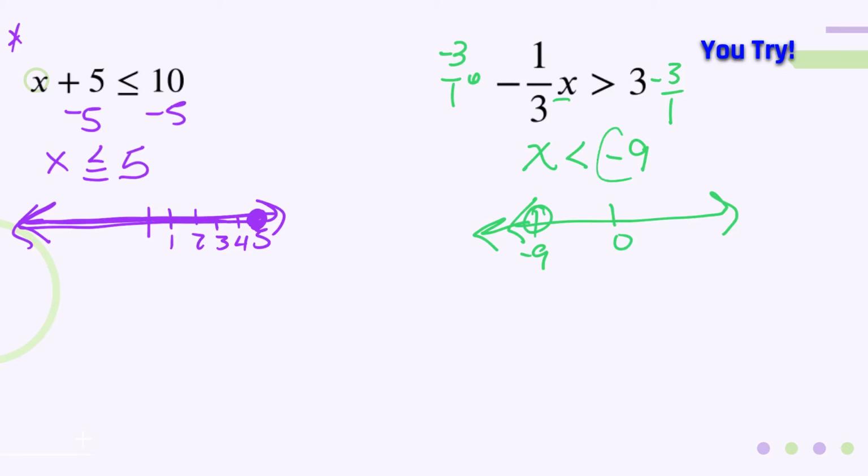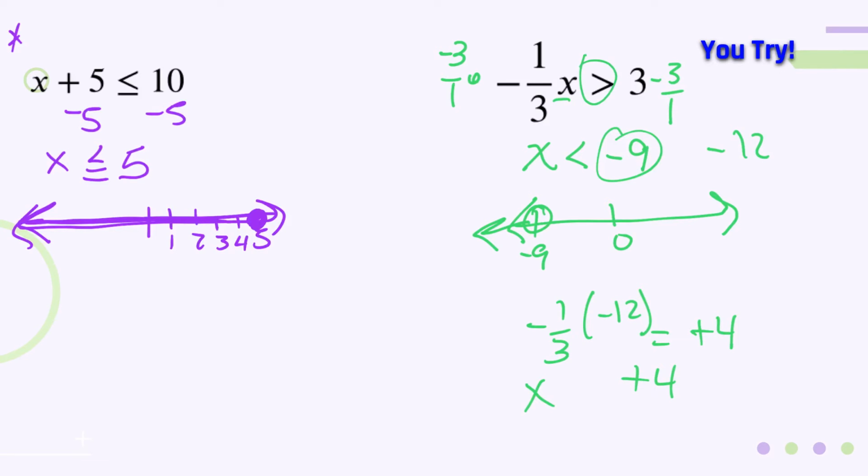Okay, we can check this answer, to make sure we flipped the sign right, by picking a number that is less than negative 9. So a number that's less than negative 9 is negative 10. We can plug in negative 10, or let's do negative 12 because we've got a fraction, and that's also less than negative 9. We have negative 1 over 3 times negative 12 is equal to positive 4. And is positive 4 greater than 3? Yes, positive 4 is greater than 3.